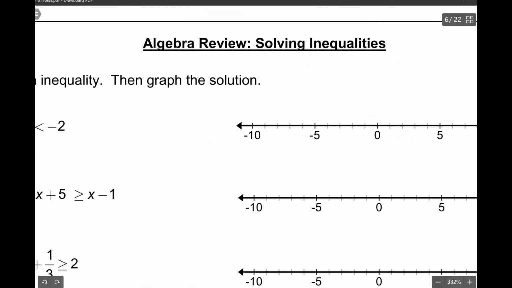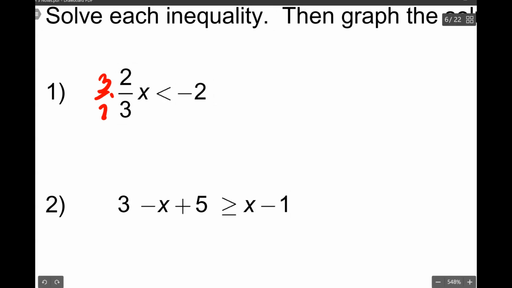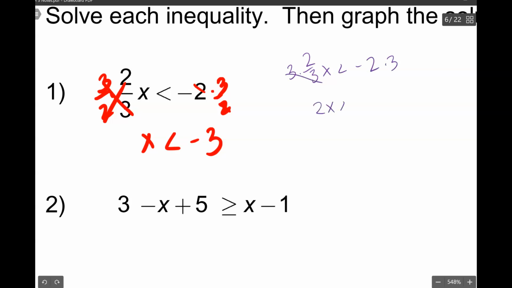Alright, solving inequalities. There's two ways you can do it. You could multiply by the reciprocal on both sides. We get x is less than negative 3. Or if you need to do it slower, that's fine. 2/3 x is less than negative 2, so multiply by 3 on both sides. 2x is less than negative 6. Divide by 2, and we get x is less than negative 3.